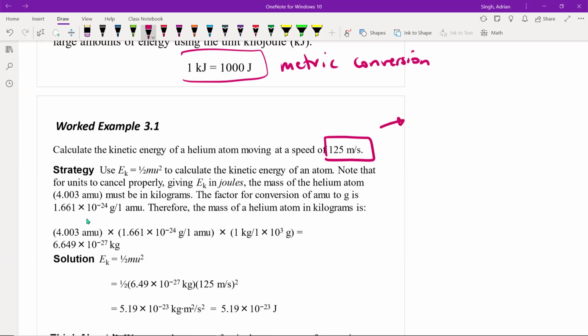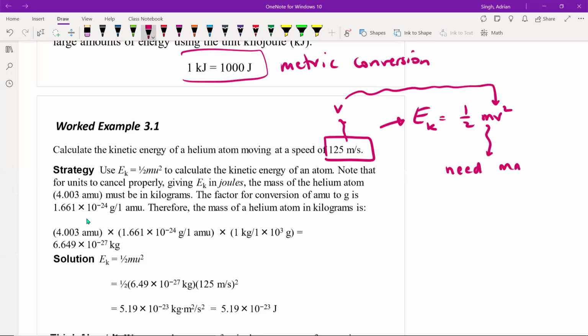We need to organize the information like we would in any question. So if you want to calculate the kinetic energy, E sub K would be equal to 1/2 mv squared. We're given in the problem what v is, so we can plug that into our equation. What we need is m. We need the mass of a helium atom, so we can look that up in the periodic table.